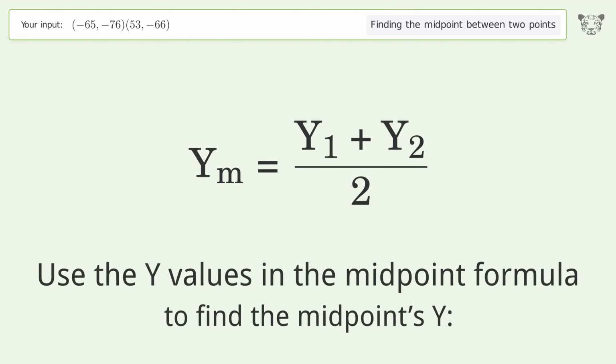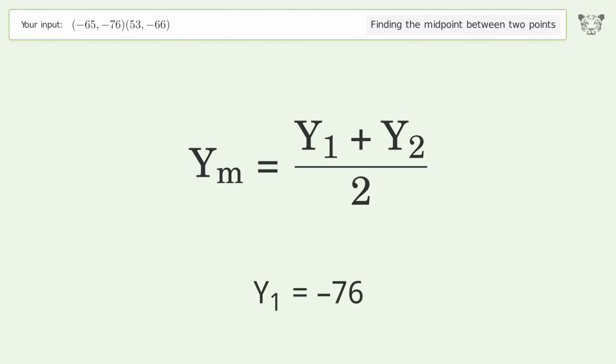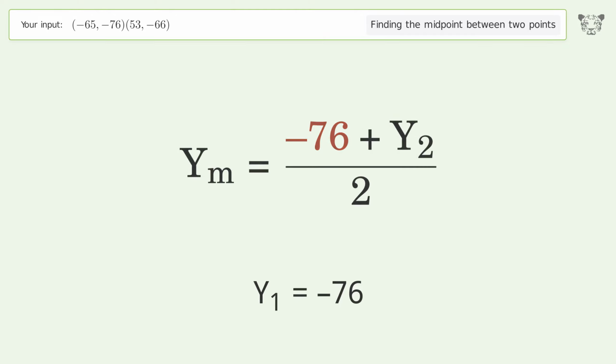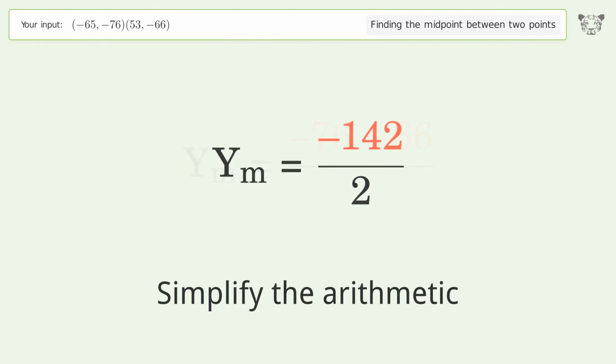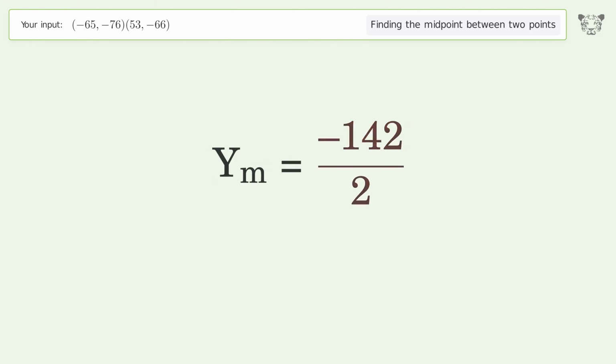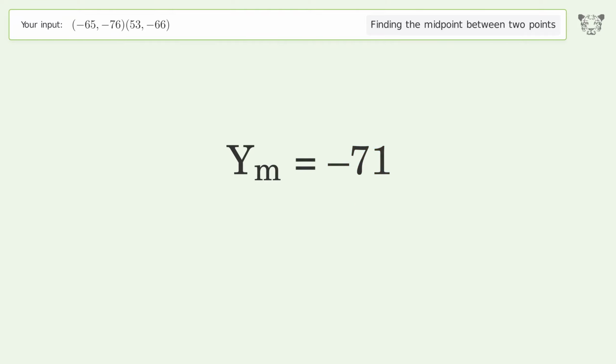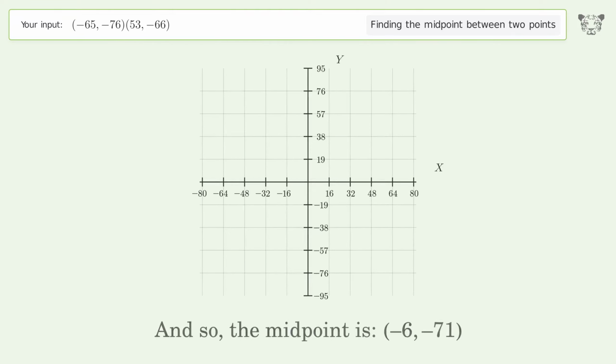Use the y values in the midpoint formula to find the midpoints y. y1 equals -76. y2 equals -66. Simplify the arithmetic. And so, the midpoint is -6, -71.